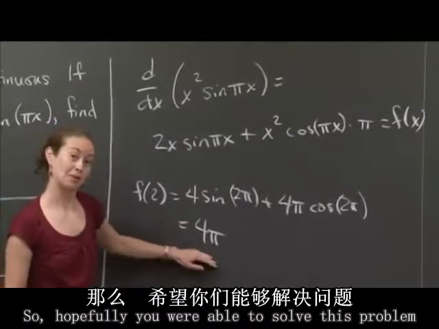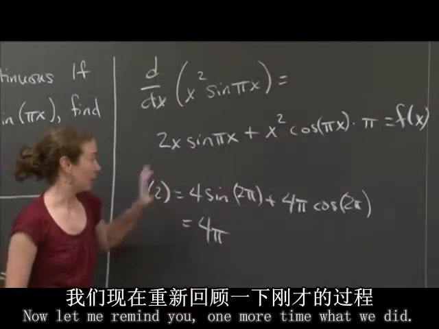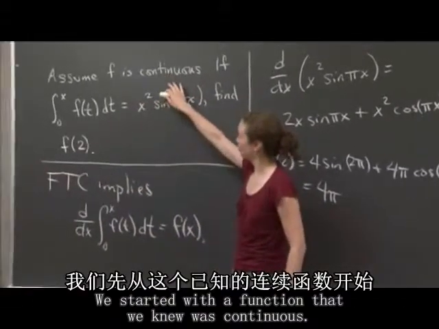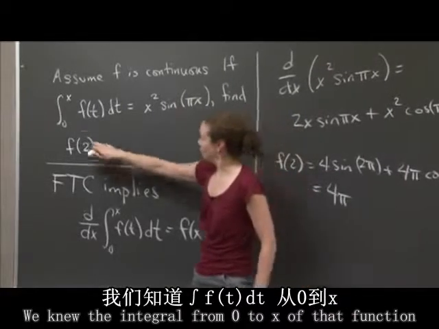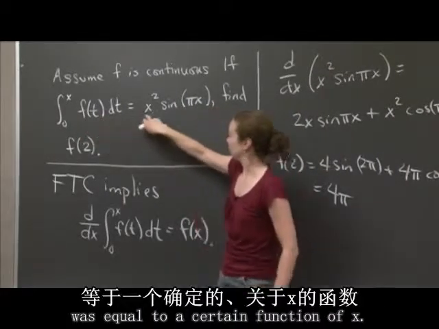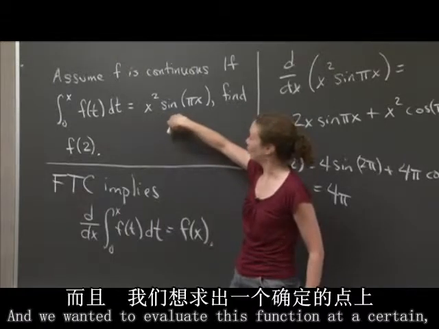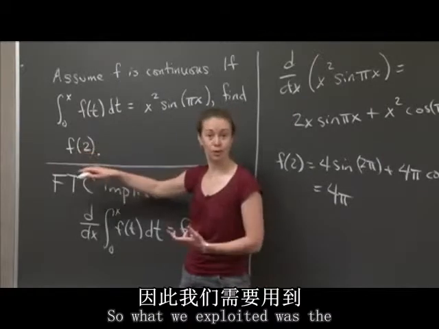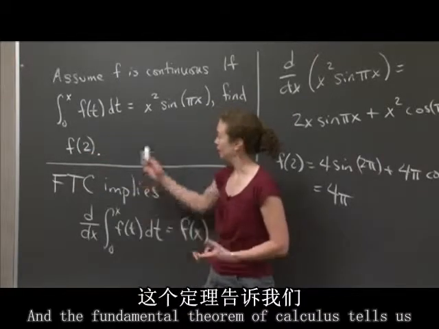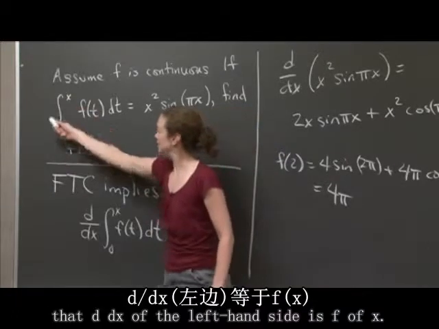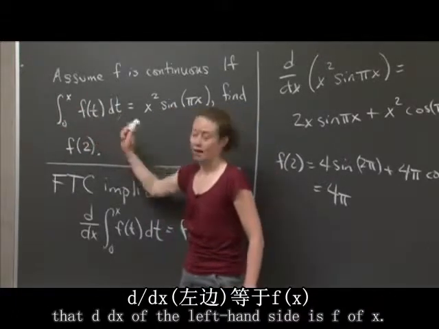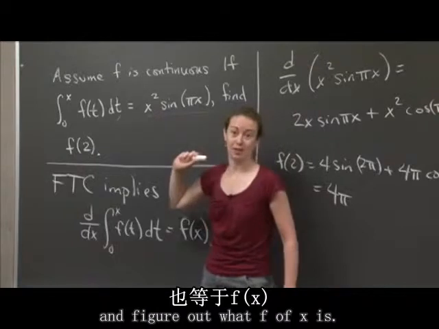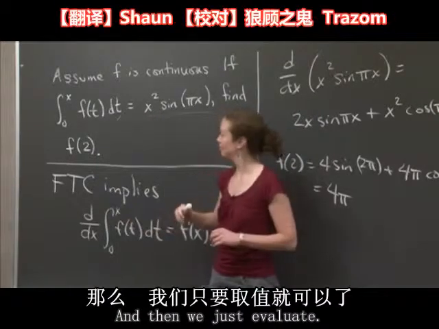Hopefully you were able to solve this problem and get the same answer. Let me remind you one more time what we did. We started with a function that we knew was continuous. We knew the integral from 0 to x of that function was equal to a certain function of x, and we wanted to evaluate this function at a certain point. What we exploited was the fundamental theorem of calculus. It tells us that d dx of the left-hand side is f of x, so we can take d dx of the right-hand side and figure out what f of x is. And then we just evaluate. So I think I'll stop there.